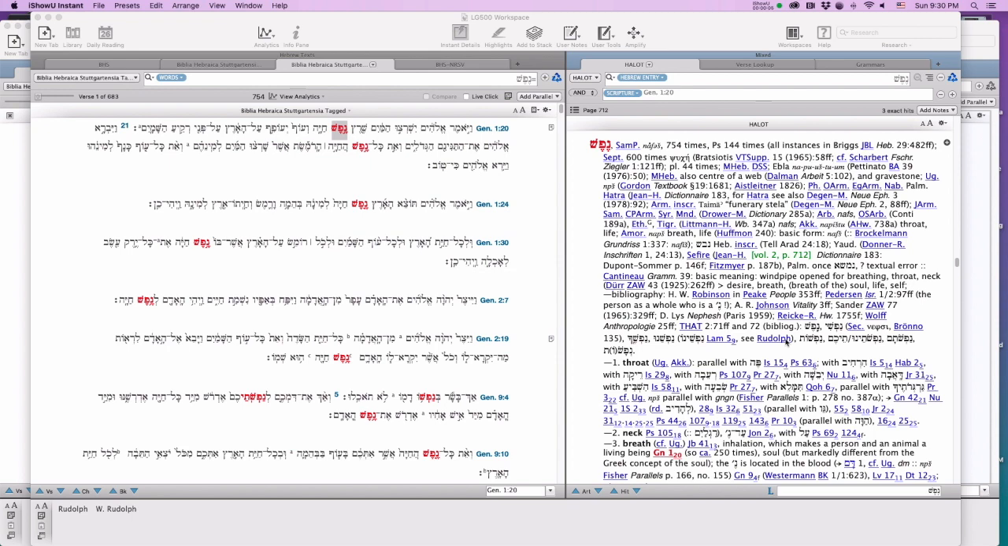Here are just some basic instructions for using HALOT. There's a lot of information here which is quite advanced that you probably don't need to worry about. So for now, when you're looking up a noun or some non-verb of some kind, a word, the thing you need to pay attention to is the word that is in bold.